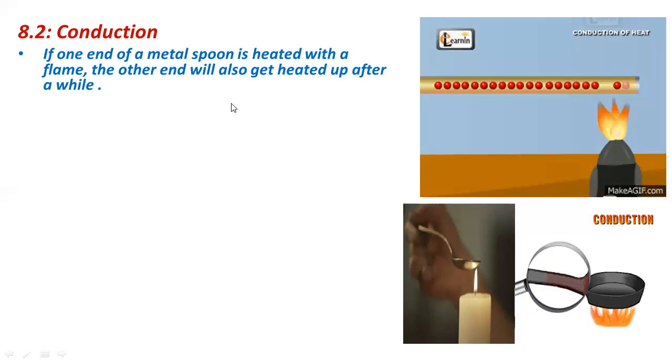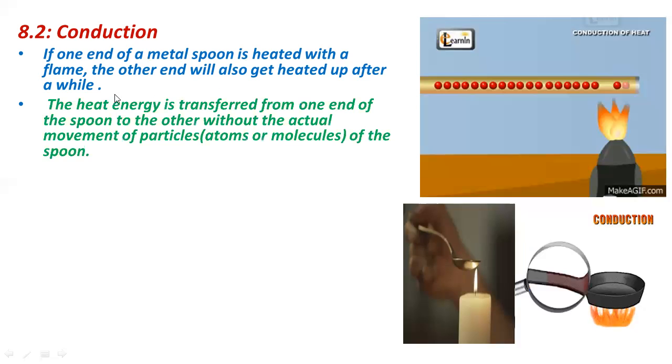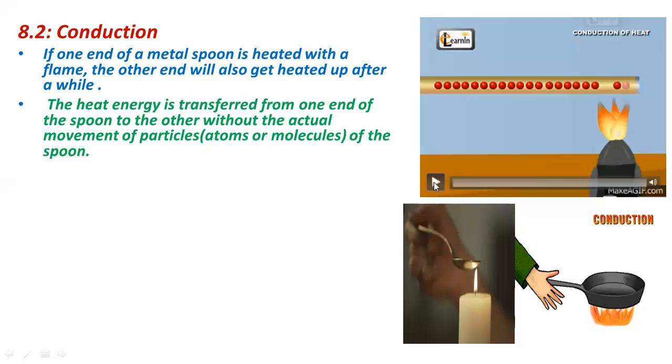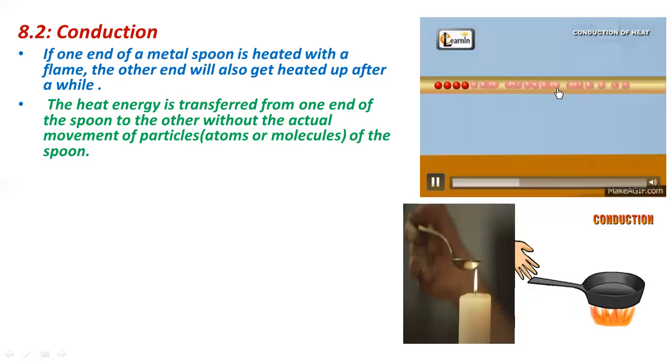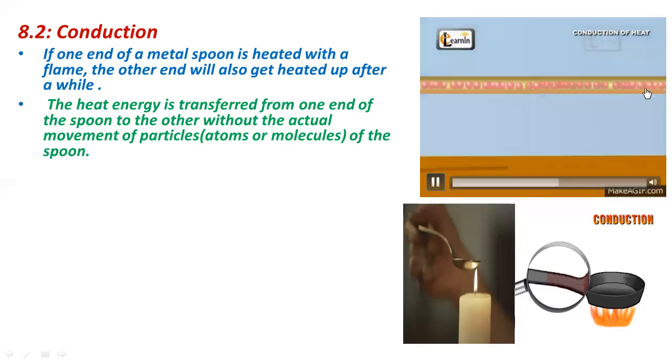If one end of a metal spoon or a fry pan is heated with a flame, the other end will also get heated up after a while. The heat energy is transferred from one end of the spoon to the other without the actual movement of particles. As I told you in the first option, atoms or molecules of the spoon will remain on their specific position. They will not change their position. You can see here, the molecules are not changing their position. They remain on their position.